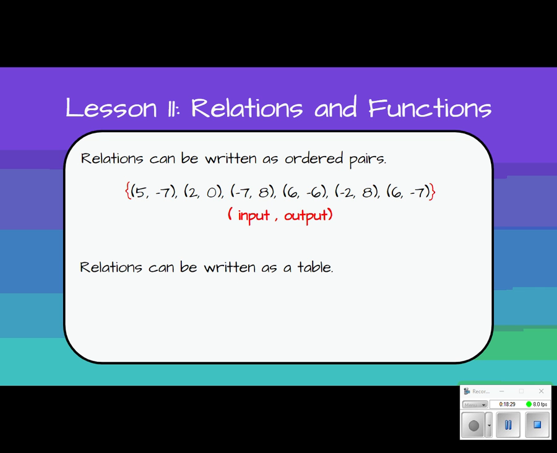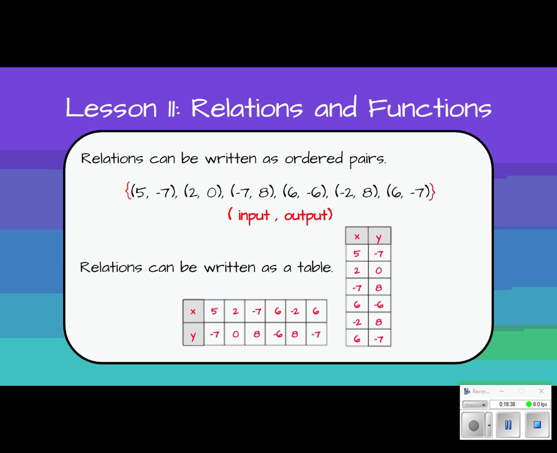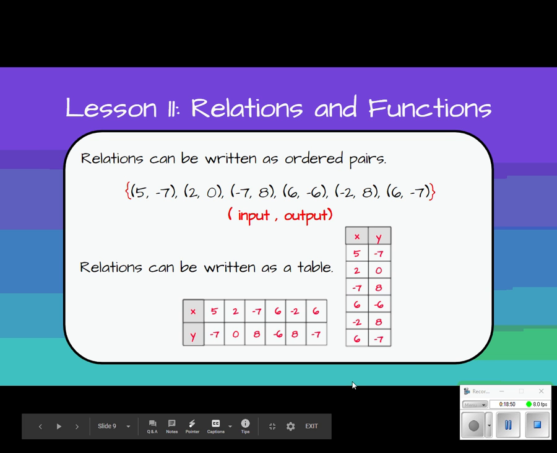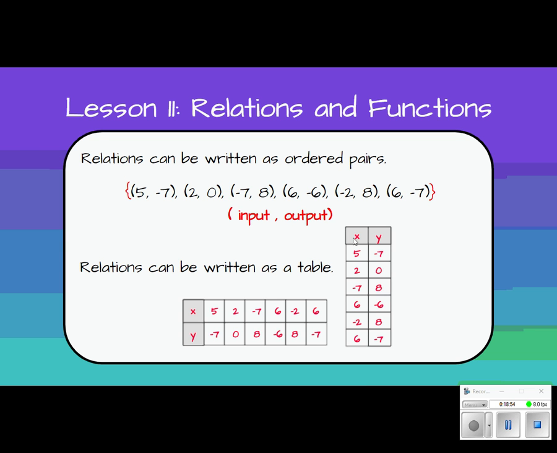Another way that we can write relations is as a table. So I know you know ordered pairs. I know you know tables. Remember that your tables can be written vertically as well as horizontally. So all of my ordered pairs that I have up there are now written in table form. If you are writing something in a table, it depends on your orientation. If you're going to write it vertically, you need to make sure the x is on the left and the y is on the right, just like x is on the left of the ordered pair, y is on the right of the ordered pair.